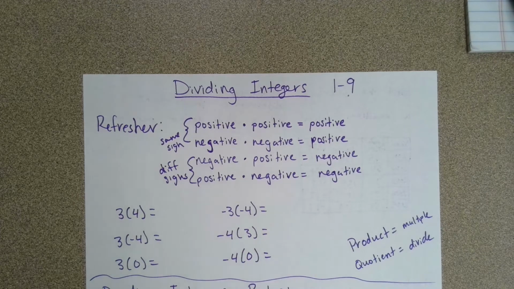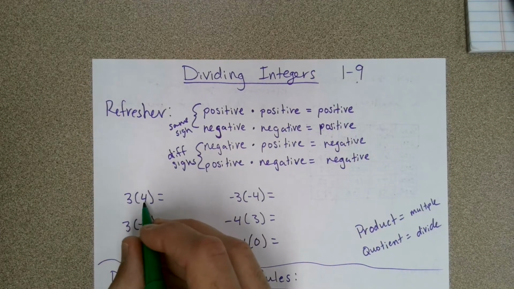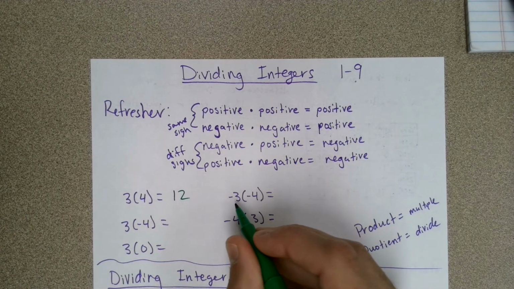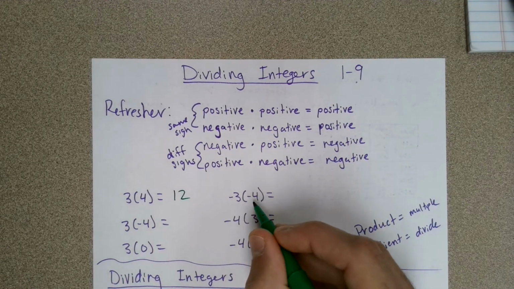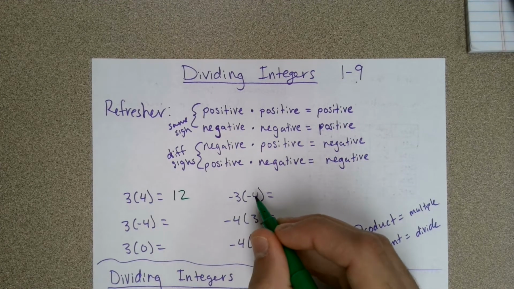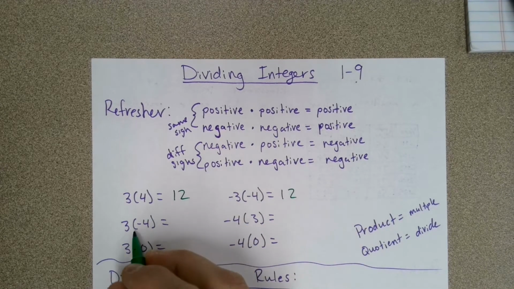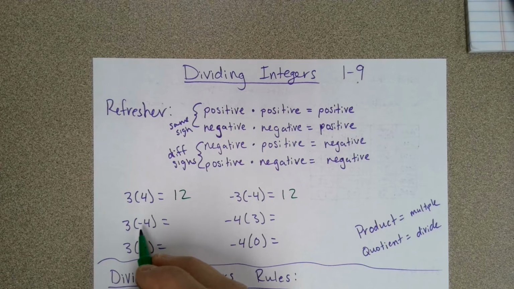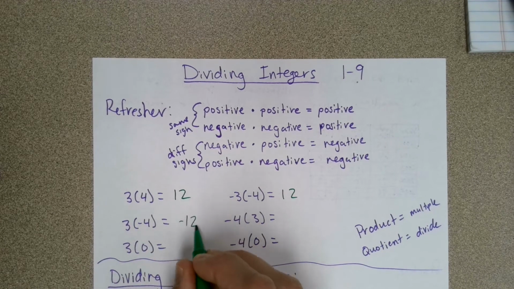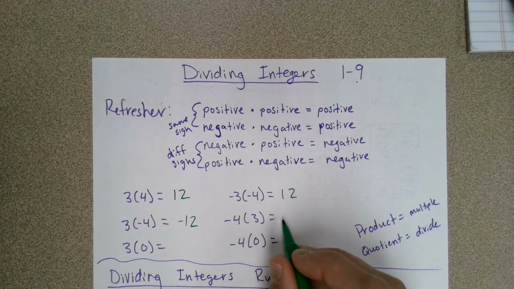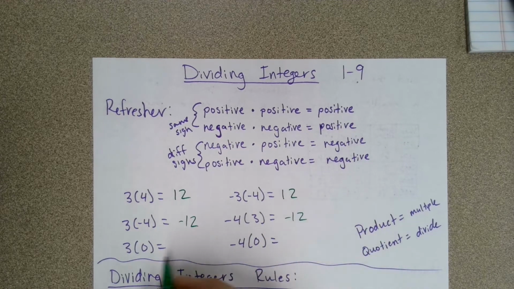So looking at some examples here, we got 3 times 4, they're the same sign, both positive. We'll have positive 12. Negative 3 times negative 4, also the same sign, so it'll be positive 12. Right here, we got 3 times negative 4. I see positive 3, negative 4, different signs. I know it'll be negative. Negative 4 times positive 3, different signs, will also be negative.